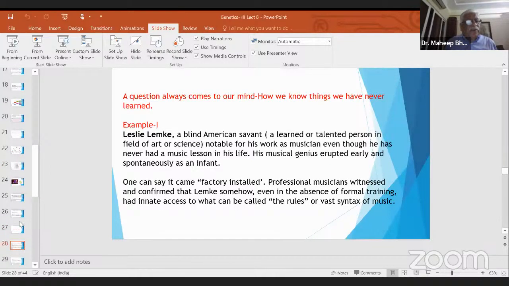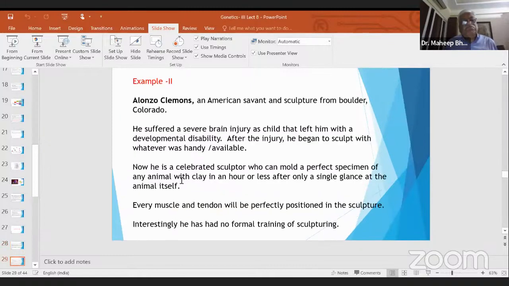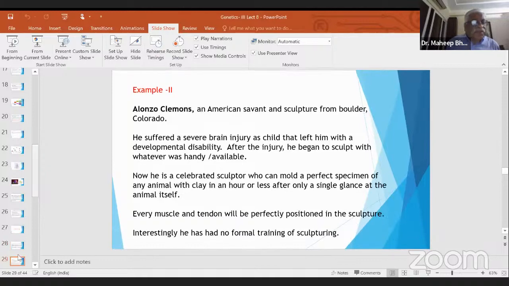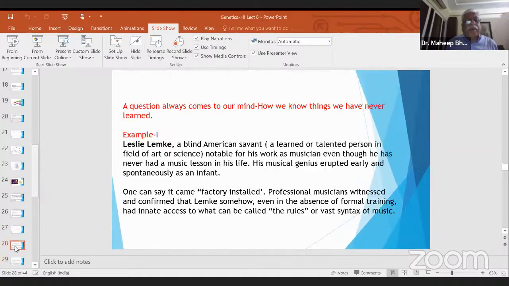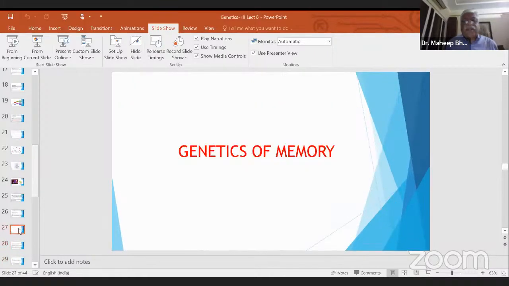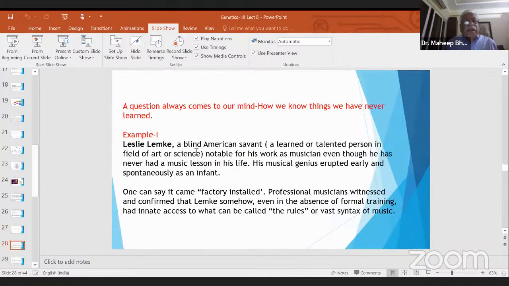Very briefly, I will talk about the memory, but is there enough time? Okay, do three slides, about memory, the involvement of genes in the memory. I have given two examples in this.